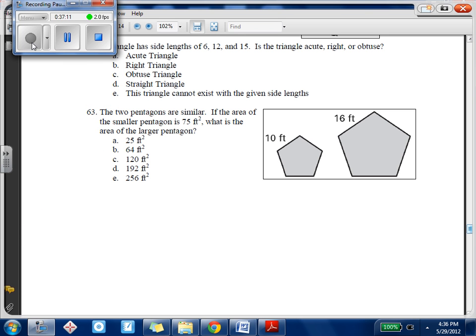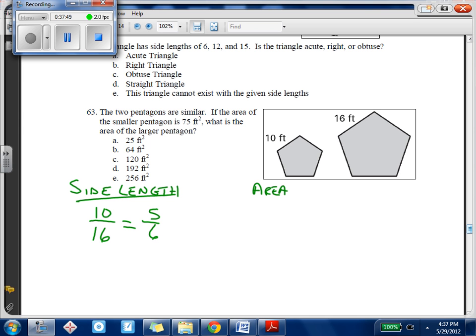The last one here talks about the ratio between the two pentagons. It says that they're similar. Once again, that means they're the same shape, but they're not the same lengths to each other. So to solve this one, we need to set up a ratio. If we're looking at the ratio of the side lengths, the ratio of the side lengths is going to be 10 to 16. 10 to 16, we can reduce that if we divide both by 2, so it's going to be 5 by 6. We want to find the area ratio.